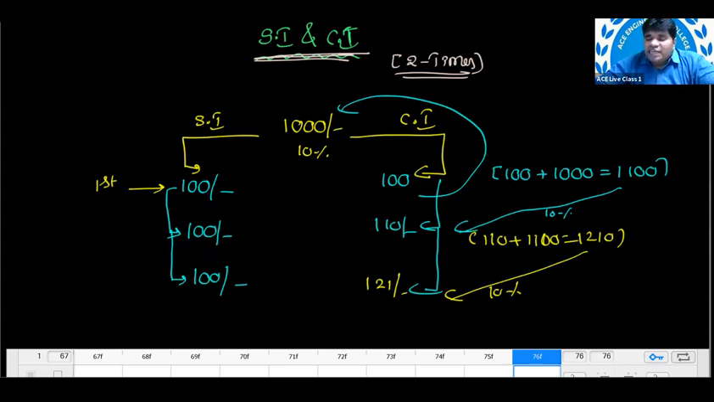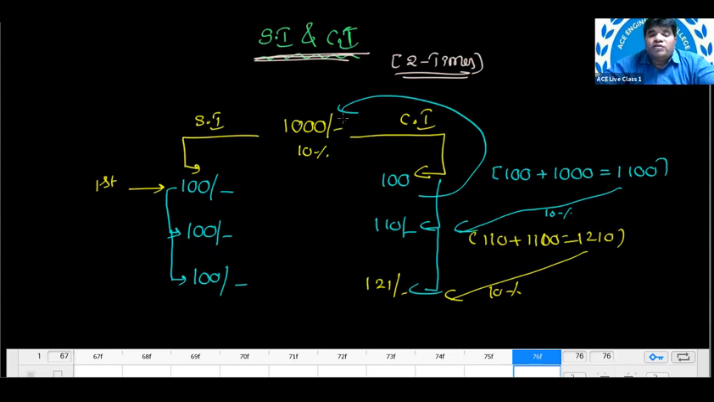Generally when we do not pay, the interest is added to the previous principal and the total becomes the principal of the next year, which is compound interest. But simple interest is always the same for every year.